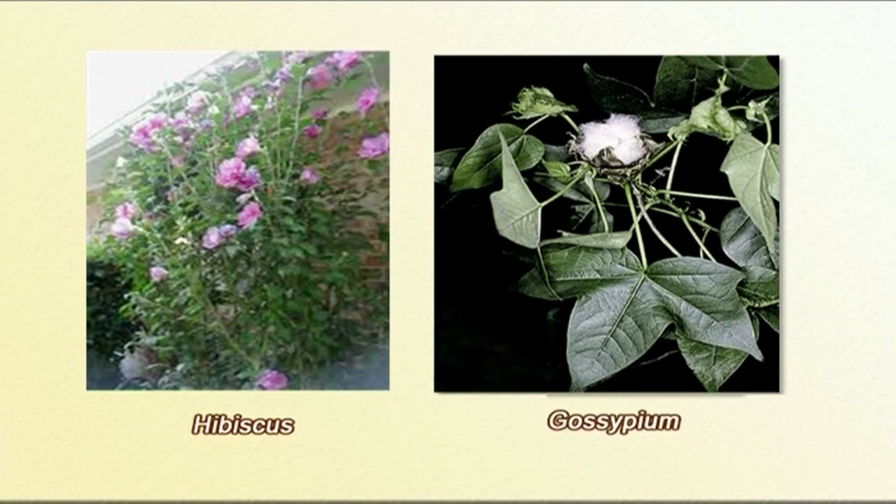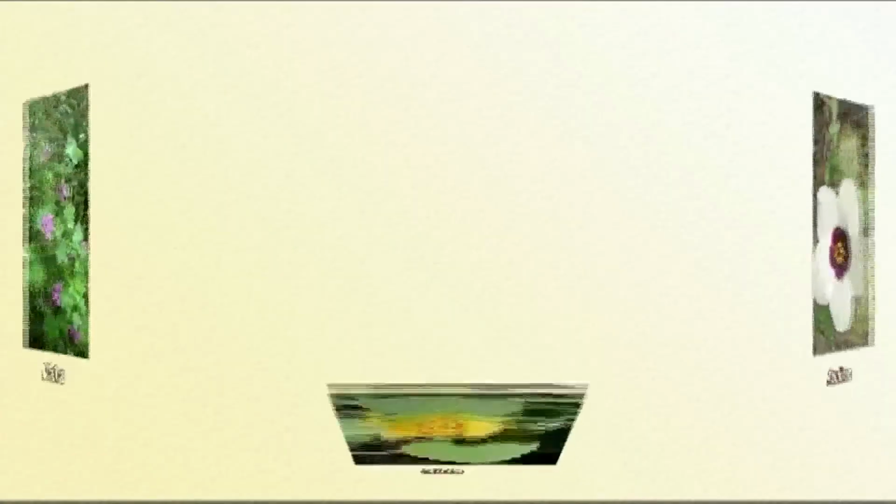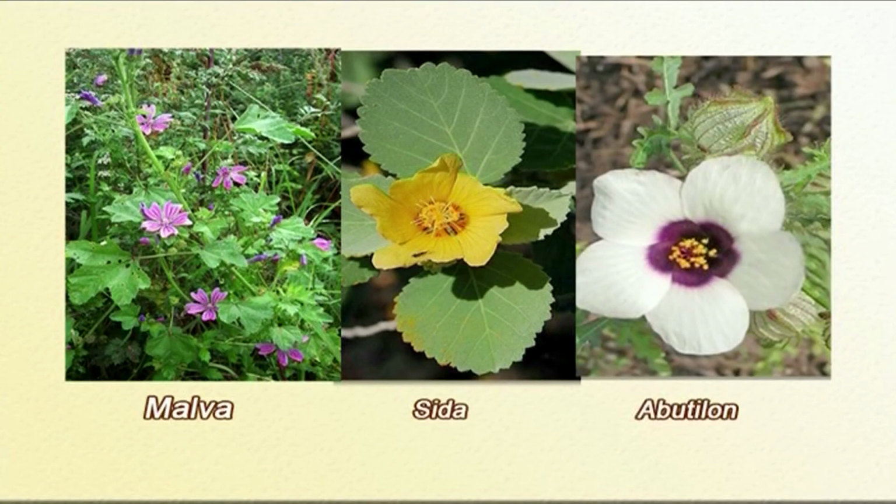The genera with loculicidal capsules and numerous seeds, for example Hibiscus and Gossypium, form a basal but paraphyletic complex. Another subclade within this Malvoideae is represented by genera such as Malva, Sida, Abutilon. They have schizocarpic fruits, only 1 or 2 ovules per carpel, and have also lost the apical teeth on the staminal tube. Now let us discuss the diversity in the family Malvaceae.